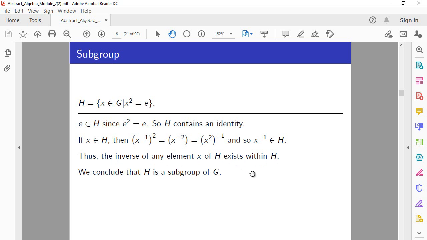So again, we showed that H is closed under the operation, that is, H satisfies the closure property. We showed that the identity is in H. We showed that the inverse of each element of H is in H. And we also saw that the associativity holds in H. So as a result, H is a subgroup of G.